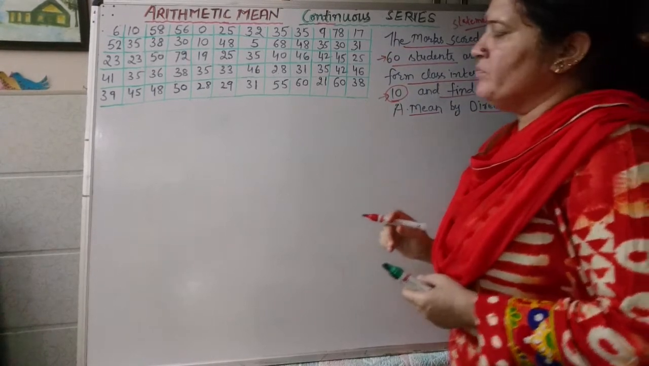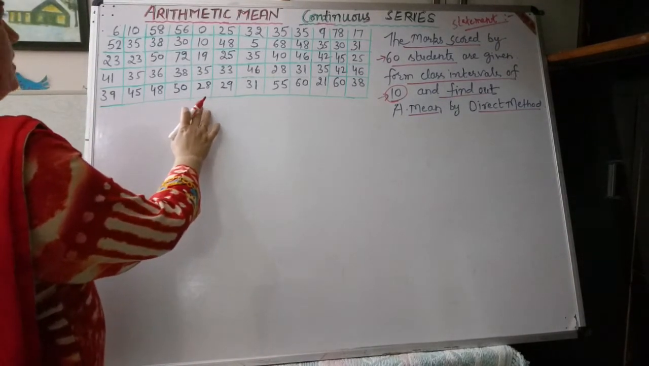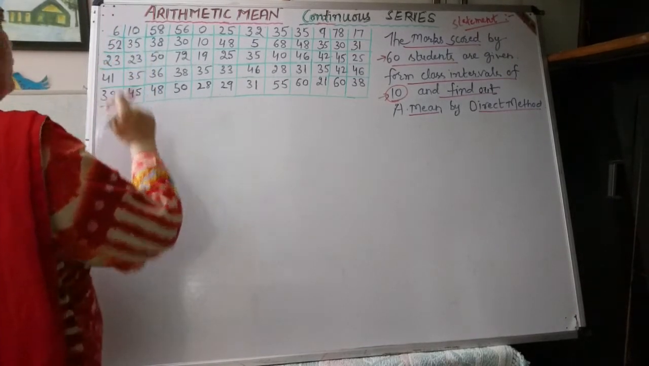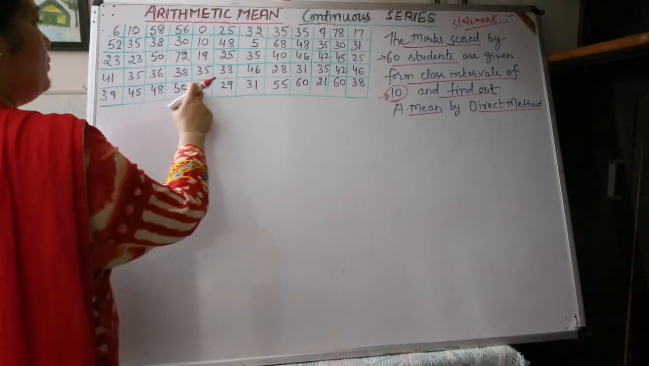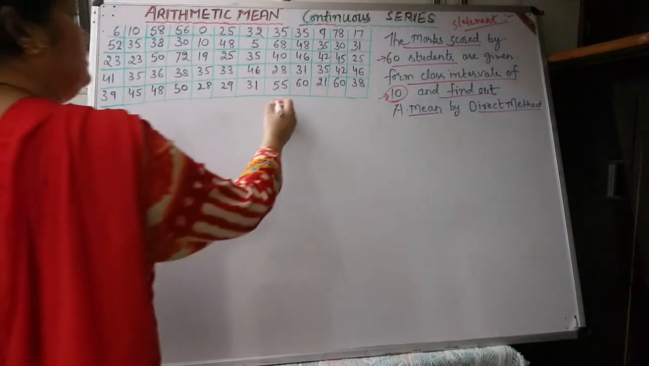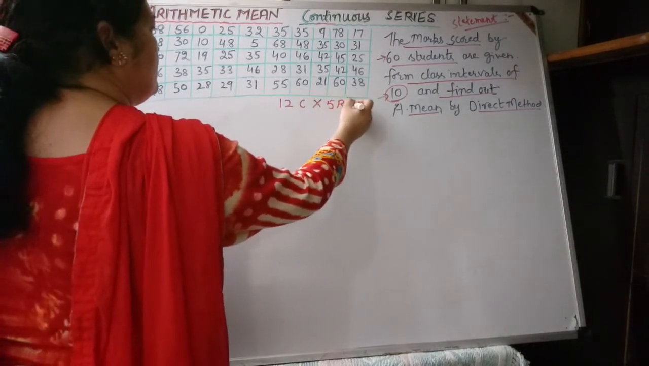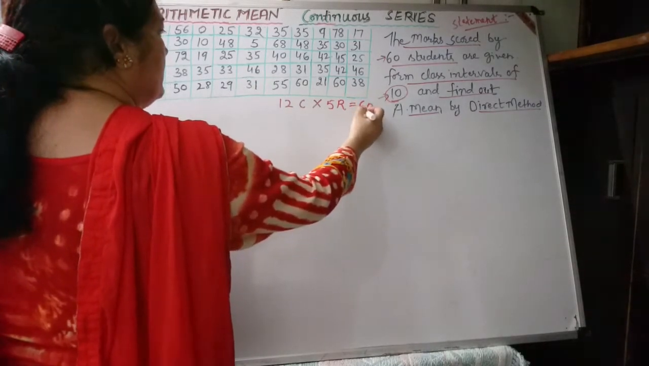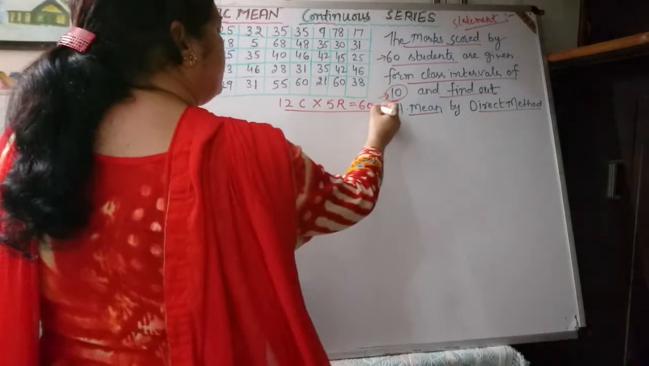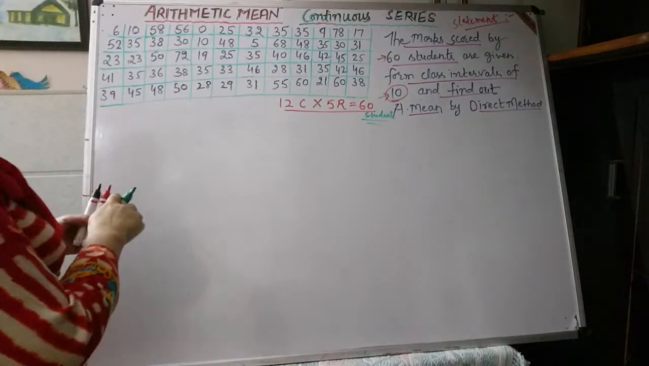Here marks of 60 students are given. So let us check how many marks are given. Here 1, 2, 3, 4, 5 rows are there, and 1 to 12 columns. 12 columns multiplied by 5 rows is equal to 60. So it means these are the 60 students, and here the marks are accurate.